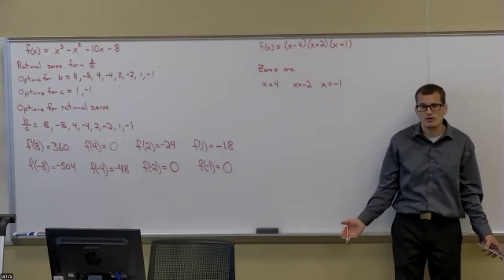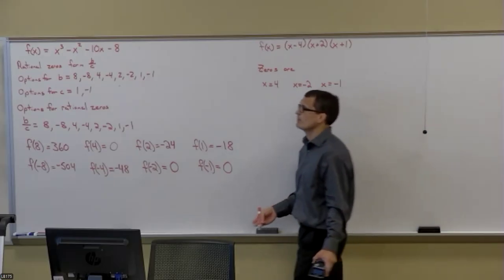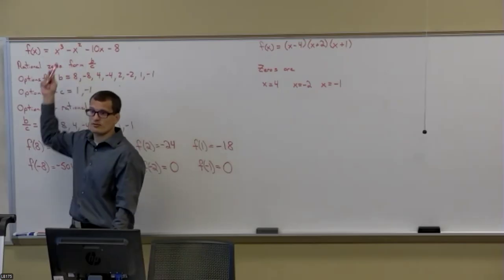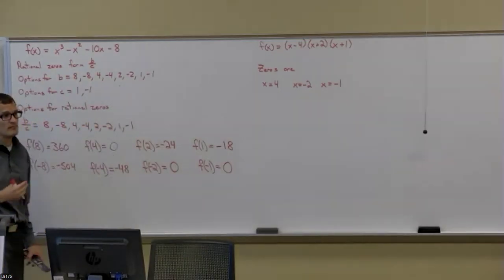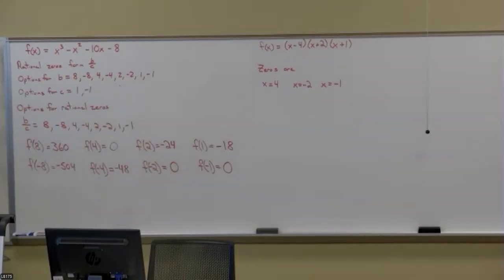Why can't I have more than 3 zeros? Well, I can't have more than 3 zeros because this is degree 3. So you get at most 3 zeros. And with multiplicity, we know that the zeros with multiplicity are going to add up to 3. Is that right?